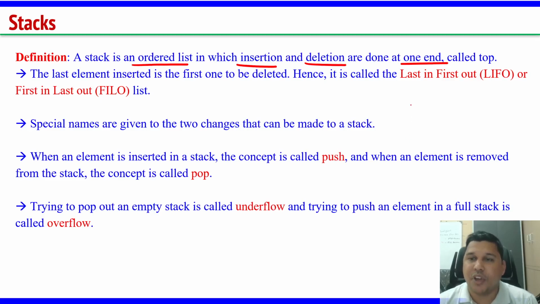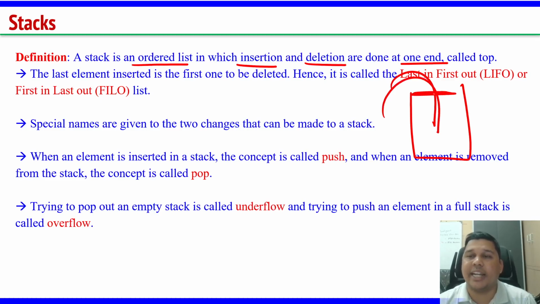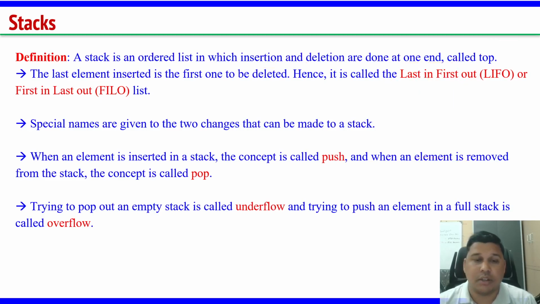Why? If you have a stack like this, you can insert elements from this entrance and you can remove elements from only one end, right? You are inserting elements from one location and removing elements only from one location. That's why we say that a stack is an ordered list in which insertion and deletion are done at only one end. That end is called top.